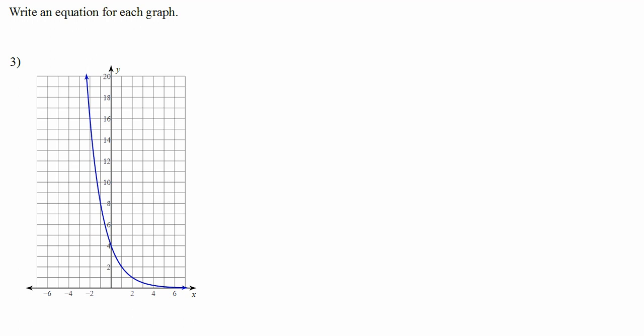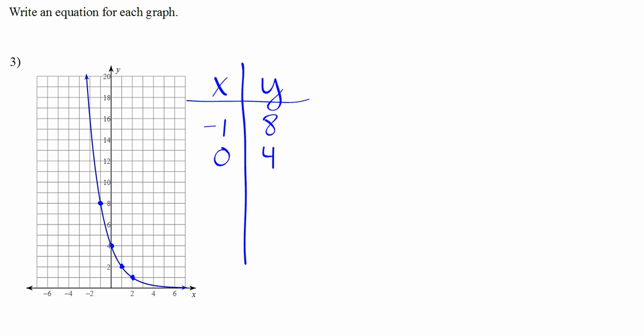Okay, so this one, I'm going to look at some of the points that we have here. I'll just take those 4 out of there. We'll look at those. We'll kind of create a table like we had in problem number 1. When x is -1, y is 8. When x is 0, y is 4. When x is 1, y is 2. When x is 2, y is 1. We could keep going, but those are the ones that we can get that are on those grid lines.